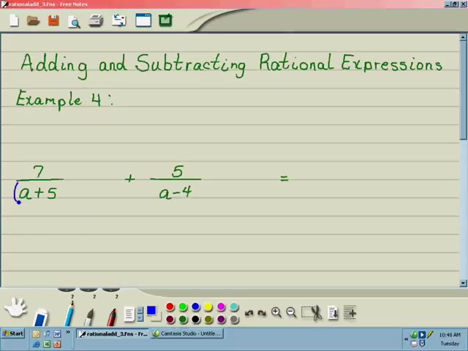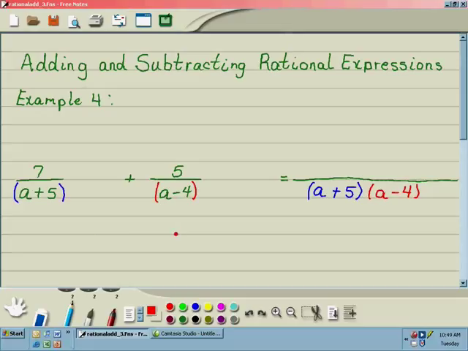A plus 5 is already factored. When we look and create our common denominator, we will have that a plus 5 as one of the factors in our common denominator. When we look at the second fraction, a minus 4 is already factored, and we'll have a minus 4 in our common denominator.